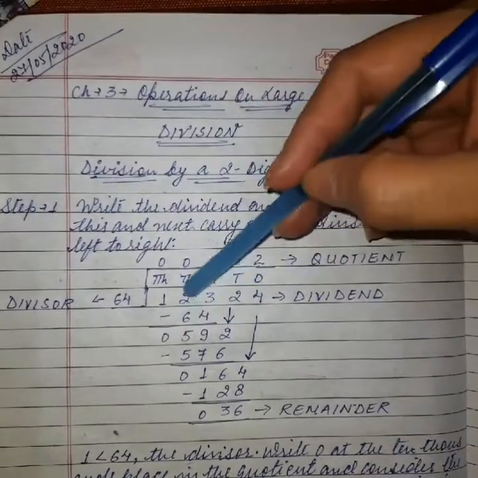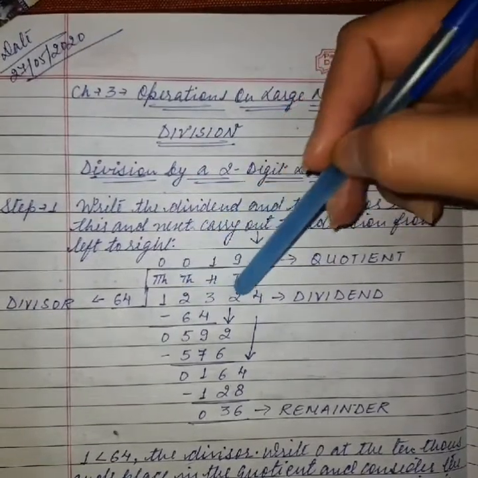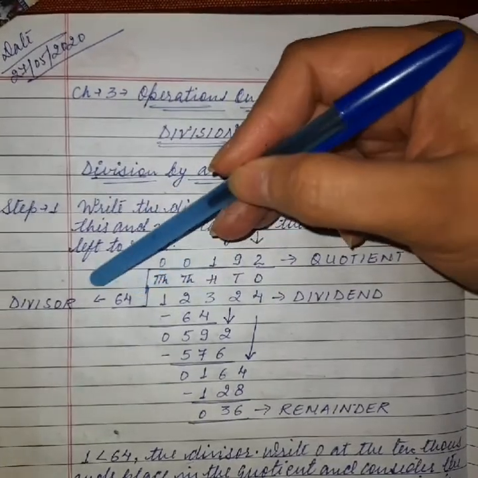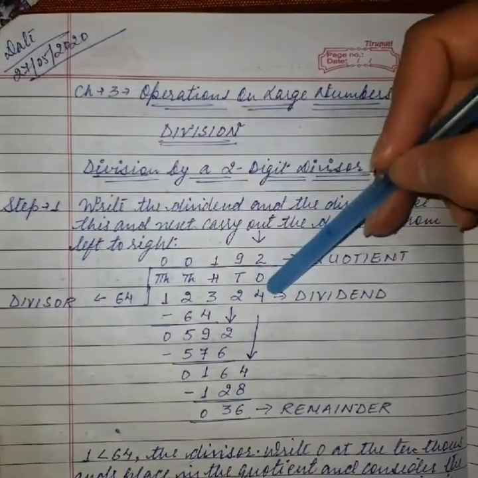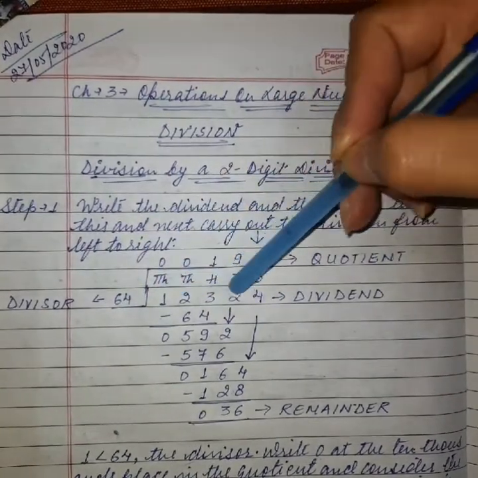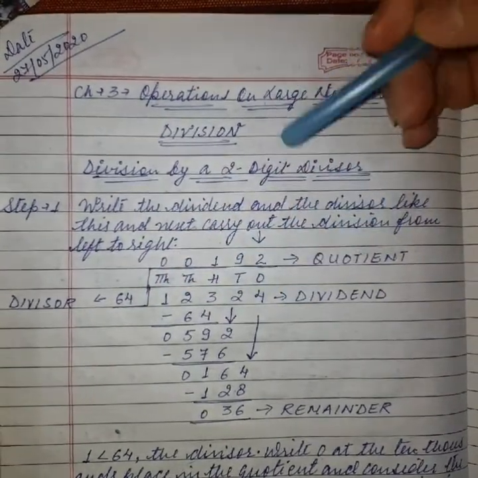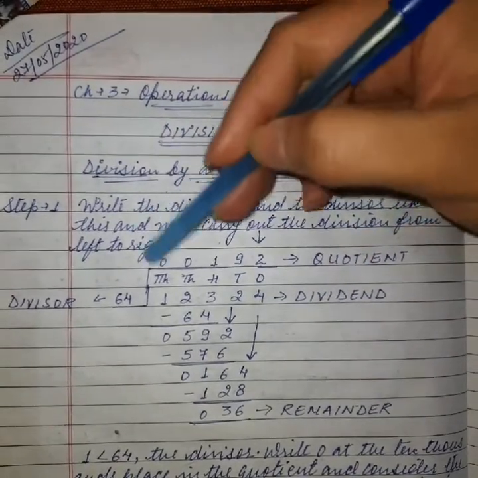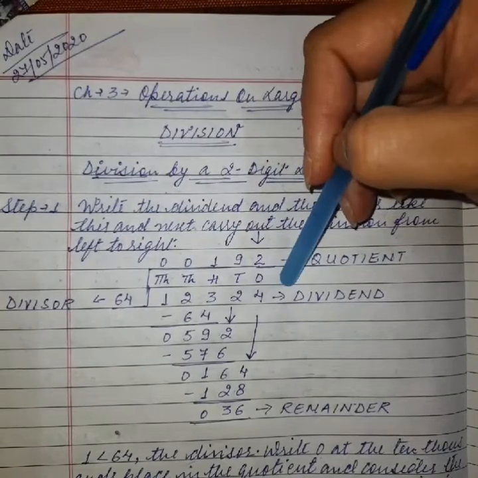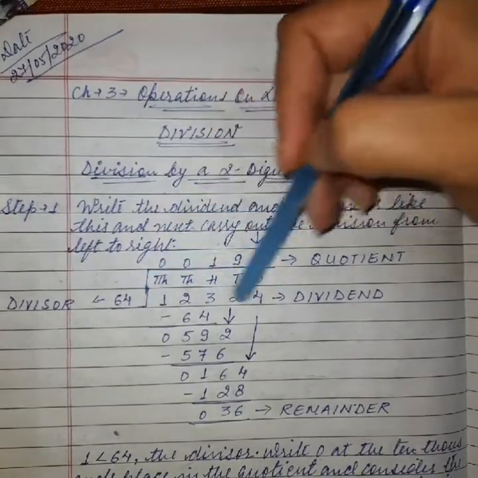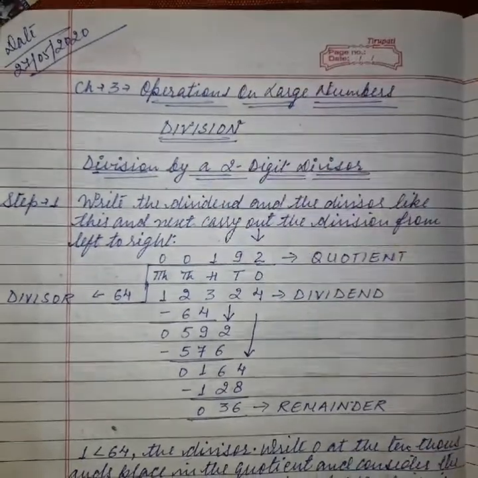This is our division, 12,324 divided by 64. 64 is our divisor. So we will write it like this, 64 outside, 12,324 inside. And next, carry out the division from left to right. That means we always have to start from left to right.